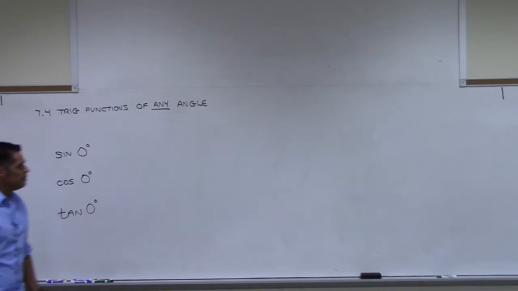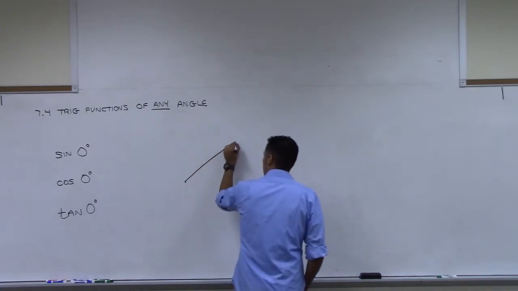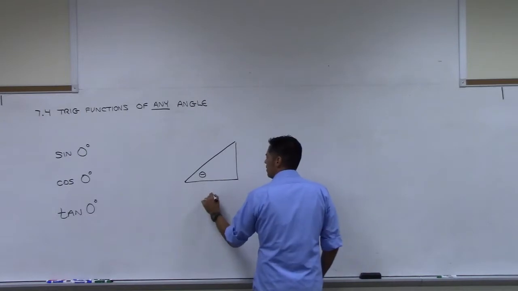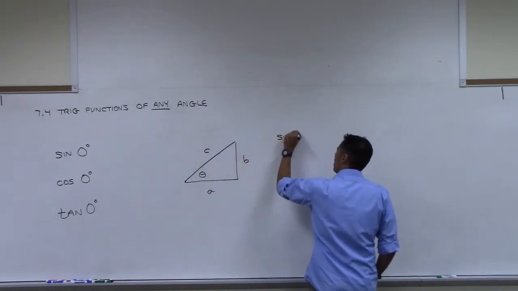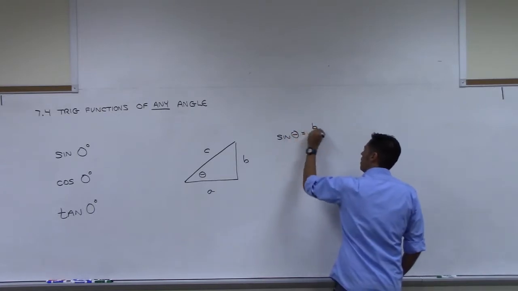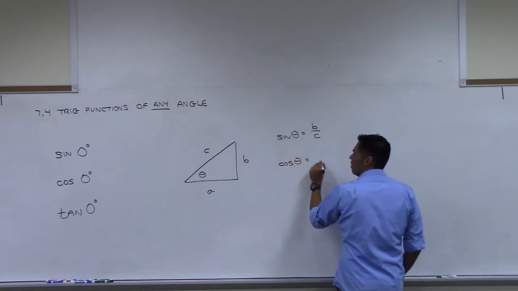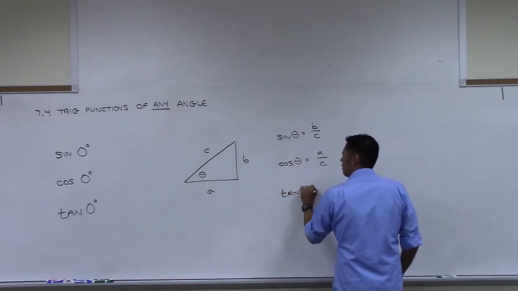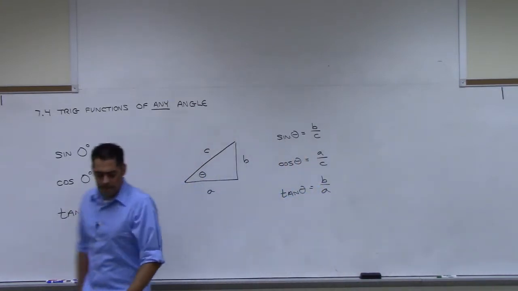Remember, the idea was that we draw a triangle, right? We have an angle in here, theta, and we can call this side A and this side B, this side C. The definition was sine of theta was B over C, cosine of theta was A over C, and tangent of theta was B over A, according to this triangle.